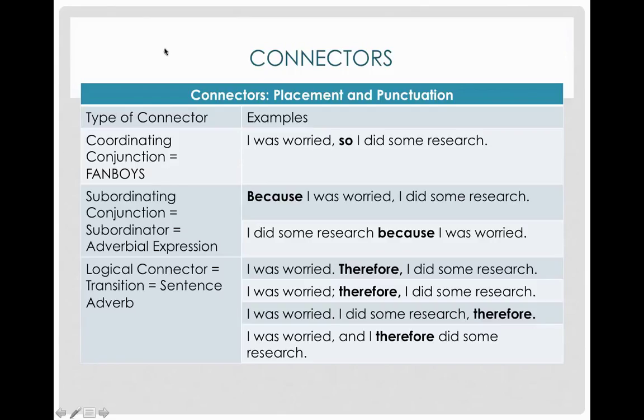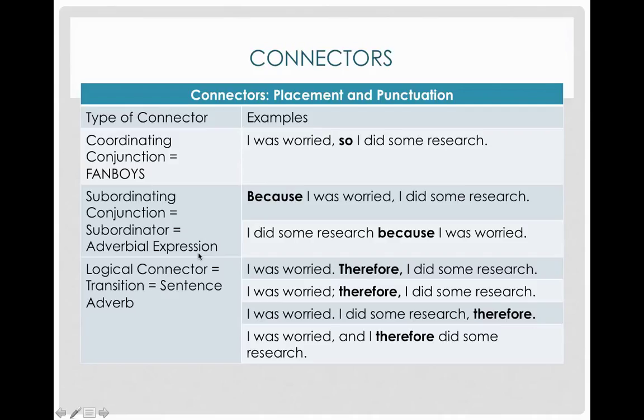There are the three kinds: the coordinating conjunctions, or fanboys: for, and, nor, but, or, yet, and so. These are used to put together two complete sentences in a compound sentence with this as the conjunction. You have a comma here.